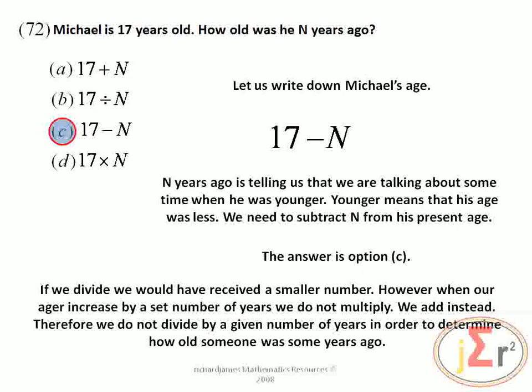If we divide, we would have received a smaller number. However, when our age increases by a set number of years, we do not multiply. We add. Therefore, we do not divide by a given number of years in order to determine how old someone was some years ago. So, if we divide, that does not make any sense at all.